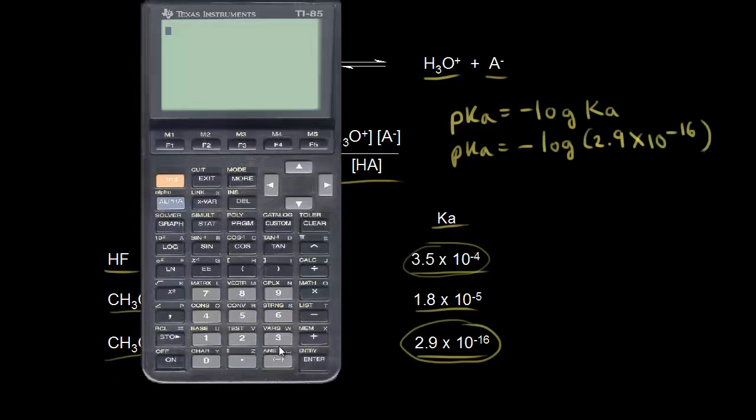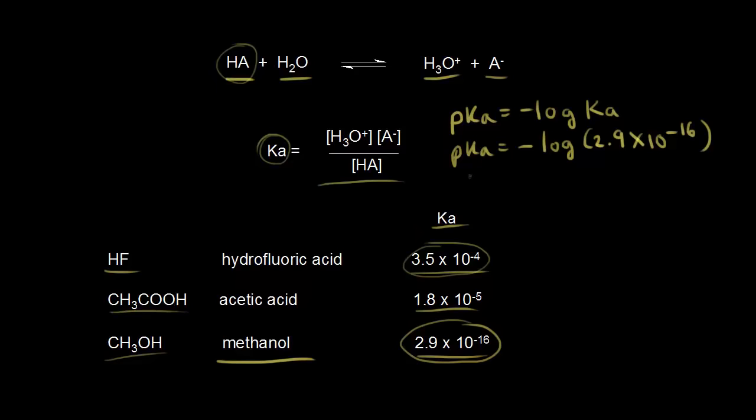So let's get out the calculator and let's do that. Negative log of 2.9 times 10 to the negative 16. And this gives us 15.54, when we round that. So the pKa of methanol is equal to 15.54. So we could write in a pKa column right here, and for methanol, it's 15.54.